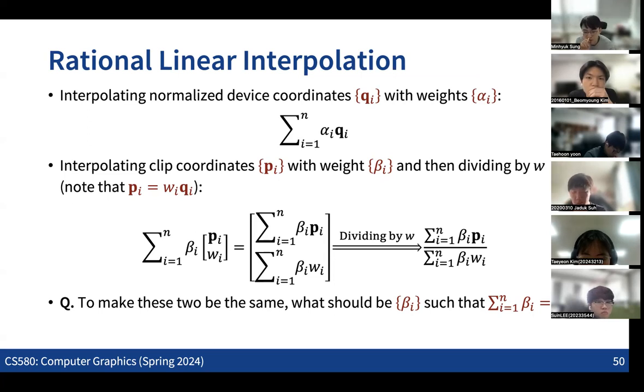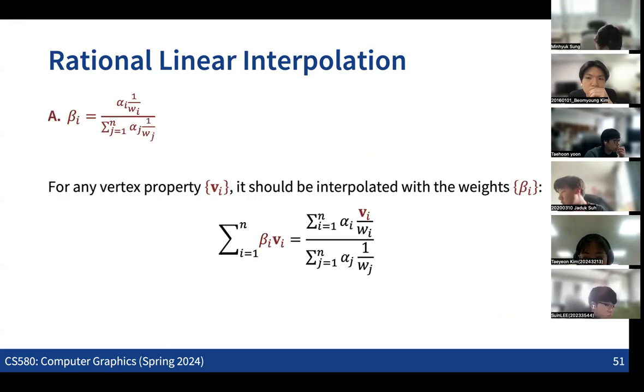Since we are running out of time, you can think about this after the lecture. This is a little bit of a tricky part in rasterization. So actually the answer is basically this. If we compute the beta like this, then this becomes the new interpolation weights that also satisfies the affine combination.